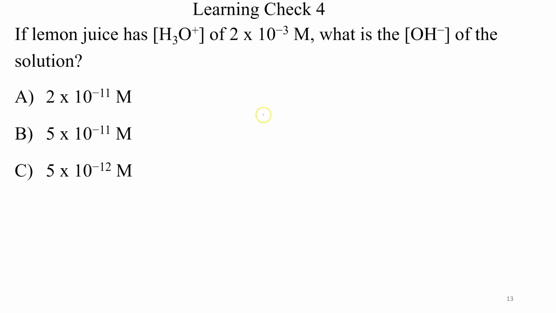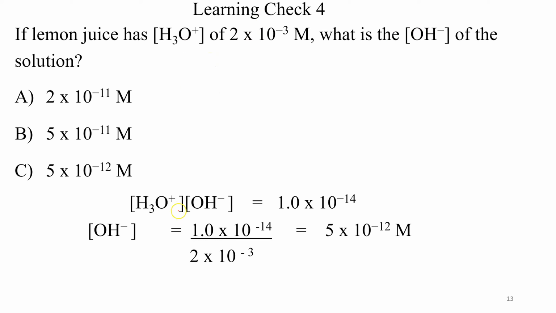All right, lemon juice has a hydronium concentration of that. What is the hydroxide concentration of the solution? So same concept. We use our formula for this. We know that the two together multiply to 1 times 10 to negative 14. I'm going to solve for hydroxide because that's what they're looking for. 1 times 10 to negative 14 divided by 2 times 10 to negative 3. In your calculator, you get 5 times 10 to negative 12.